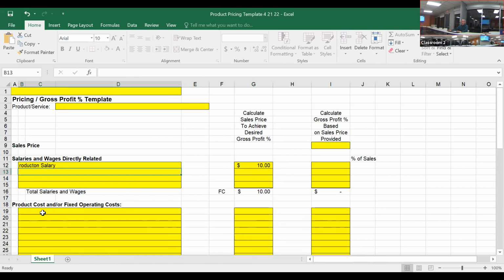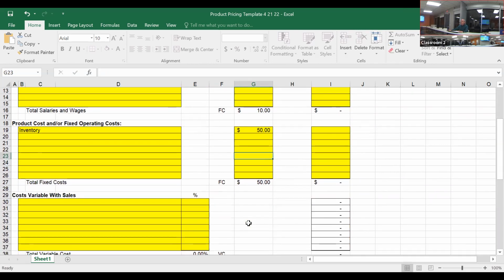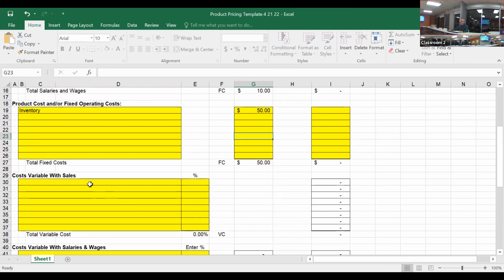Then we're going to drop down here to product costs and/or fixed operating costs, and we'll call this inventory. Our inventory costs for this example are going to be $50. Okay, so this is kind of the same thing that you would do with your business if you were trying to figure this out for your business.